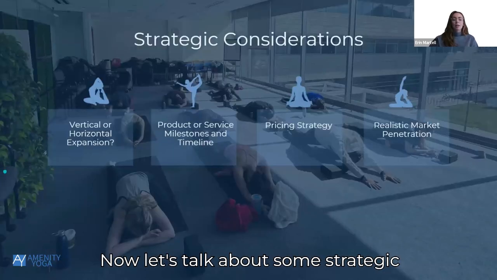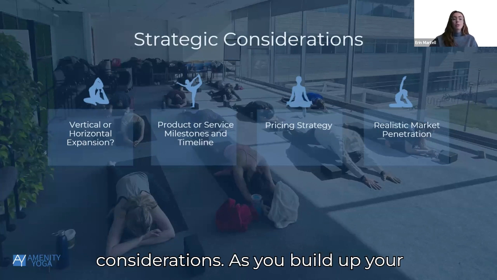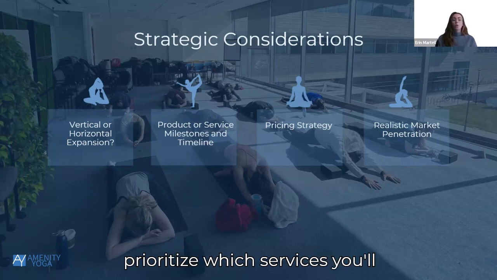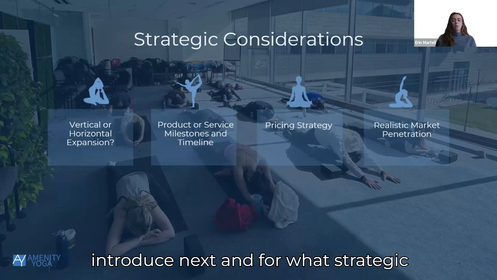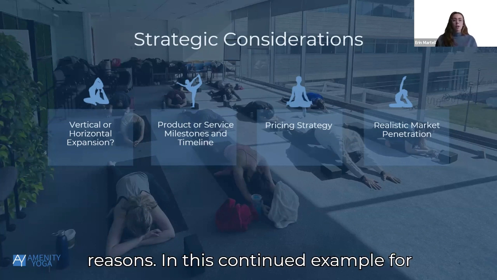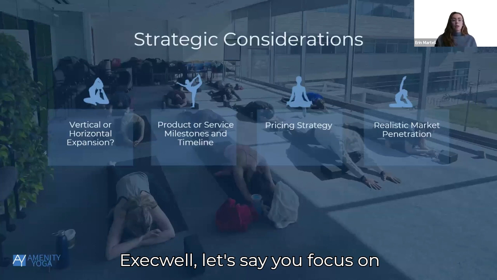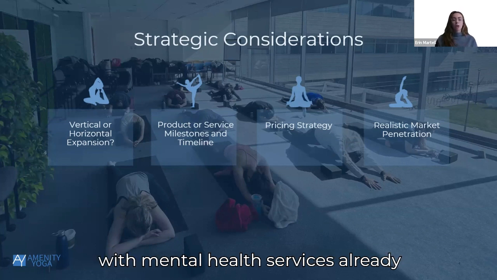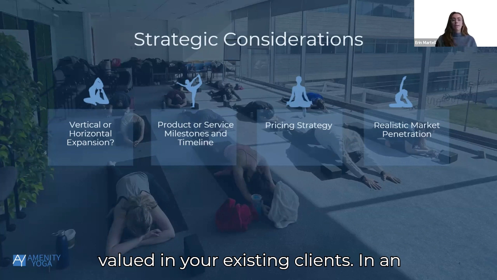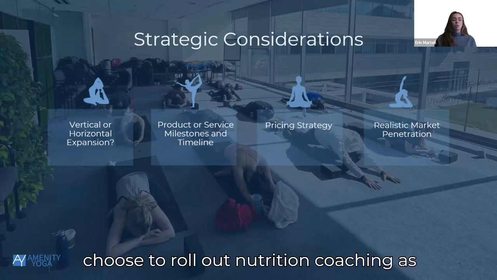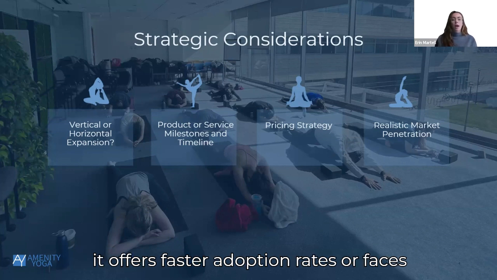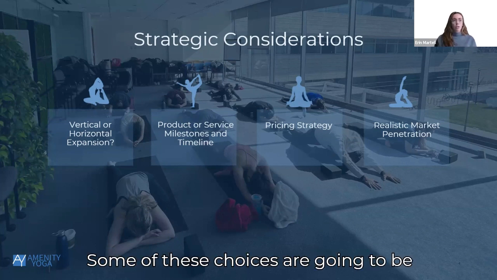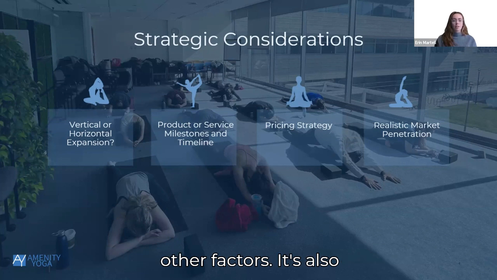Now, let's talk about some strategic considerations. As you build up your bottoms-up market size for expanded vertical markets, you're going to want to prioritize which services you'll introduce next and for what strategic reasons. In this continued example for ExecWell, let's say you focus on launching executive coaching first due to its high value potential and alignment with mental health services already valued in your existing clients. In an alternative example, maybe you would choose to roll out nutrition coaching as it offers faster adoption rates or faces less competition in the wellness space. Some of these choices are going to be guided by your customer discovery and other factors.